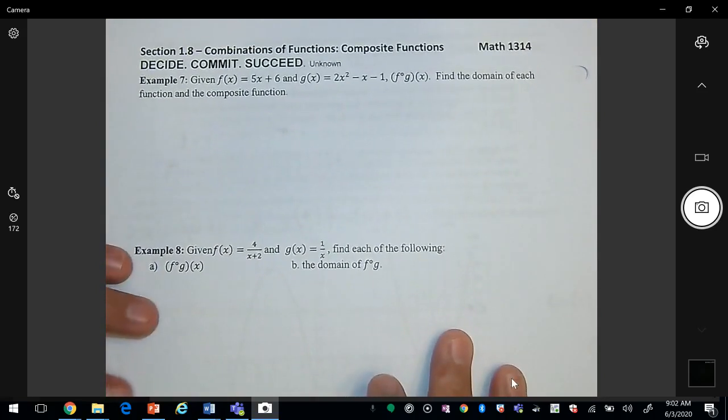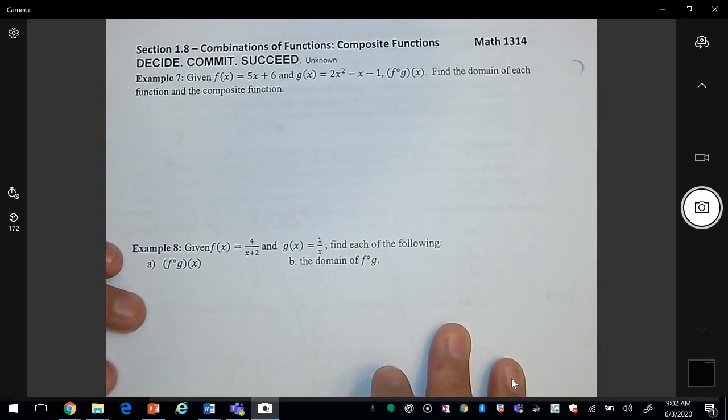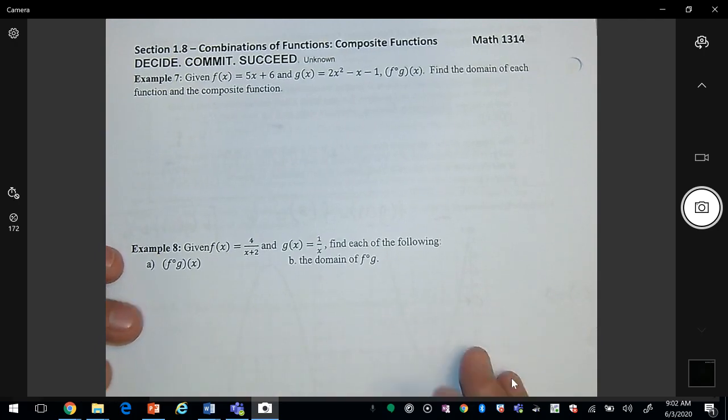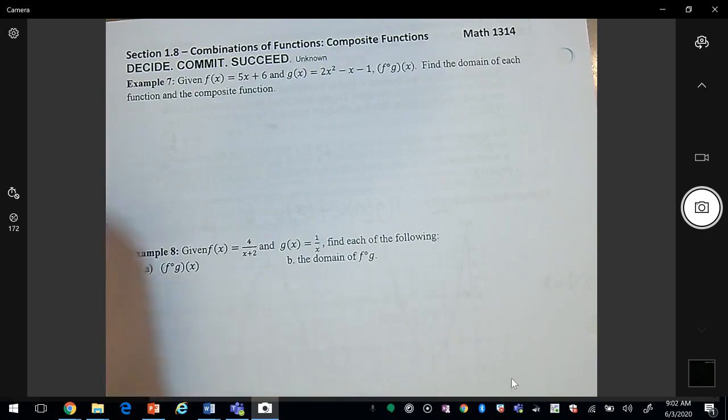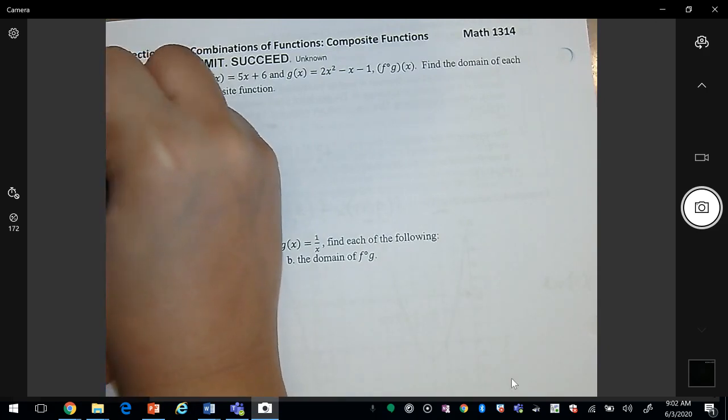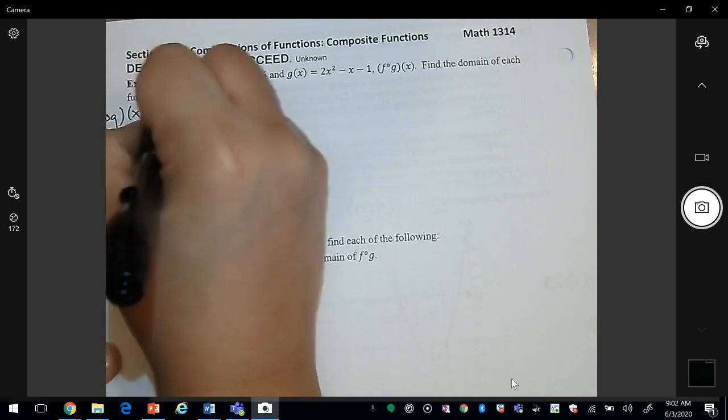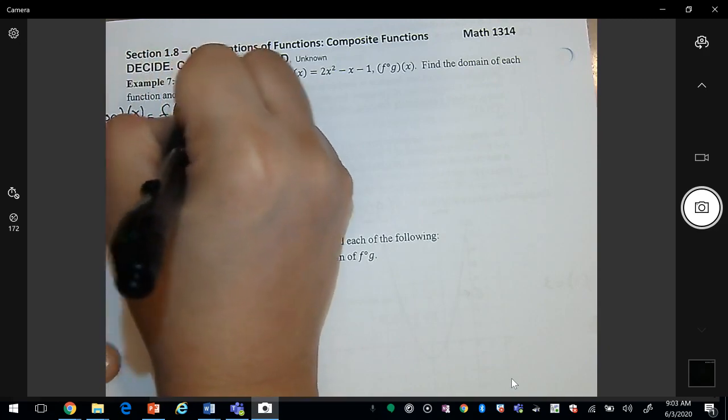Given f of x is 5x plus 6 and g of x is 2x squared minus x minus 1, find the composite function and then find the domain of each function and the composite function. Okay. So first, we need to find the actual composition. So I'm going to write it on this side. F of g of x is written as f of g of x.